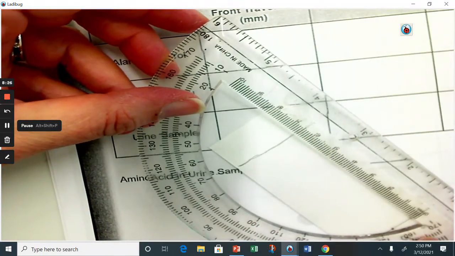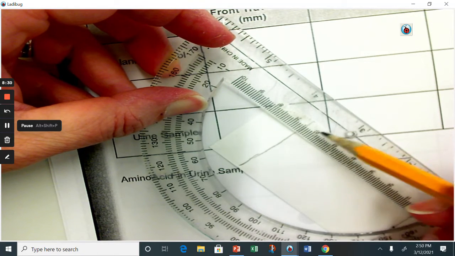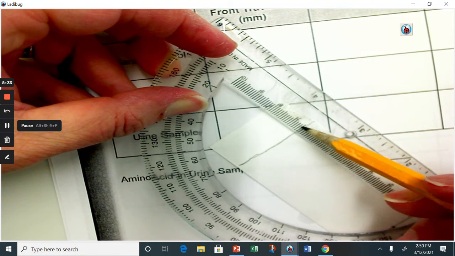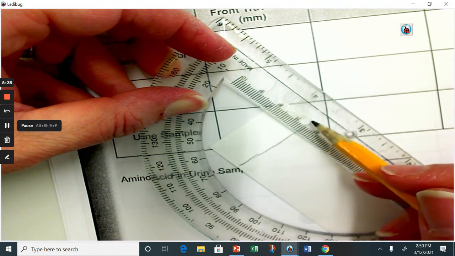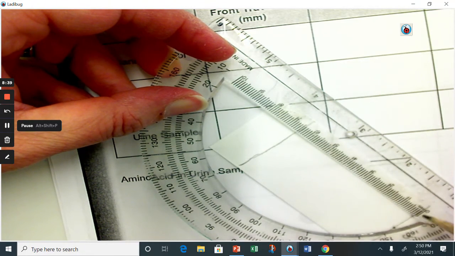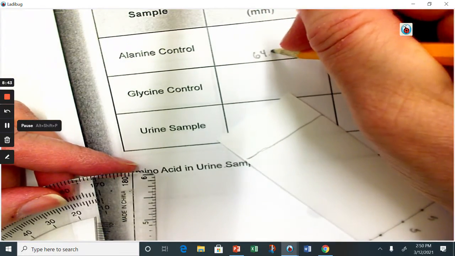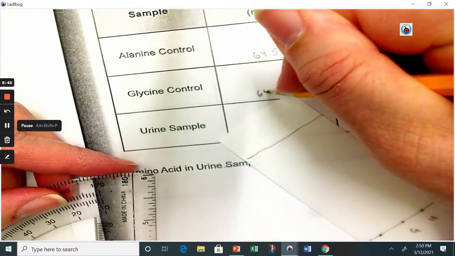So I measure in millimeters because they ask for millimeters. I start with the 0, and it's gone up to 64.5, because this is 65. You might say, well, that's a 6 there. That's centimeters. I have to multiply by 10. So that's 64.5 millimeters for all of these.